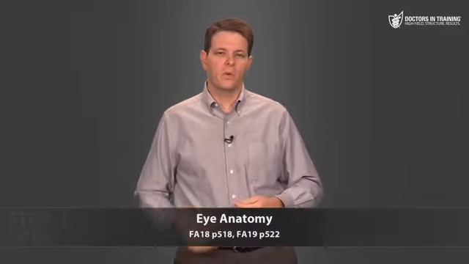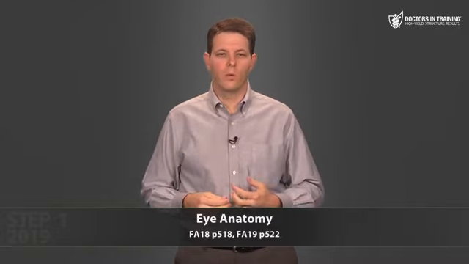In this video, we're going to talk about diseases that affect the eye, both intrinsic eye diseases like glaucoma and cataracts, and also the ocular manifestations of systemic diseases. We're going to start at the anterior part of the eye and then work our way back to the retina and the optic nerve. So let's start with a quick review of eye anatomy.